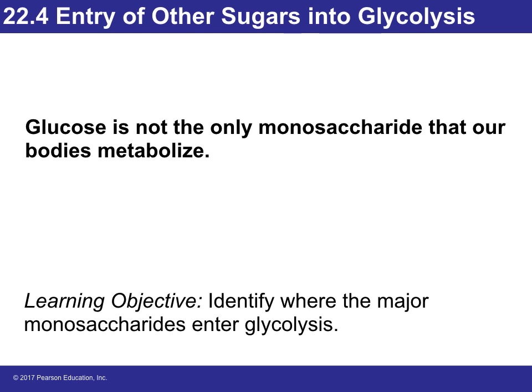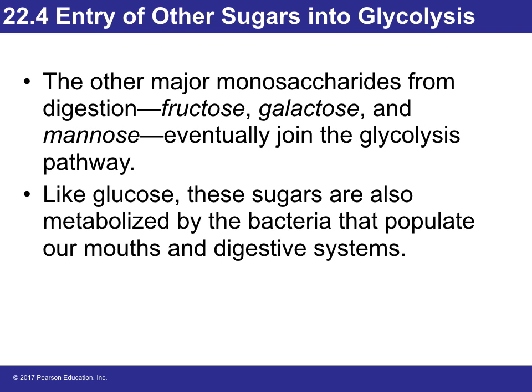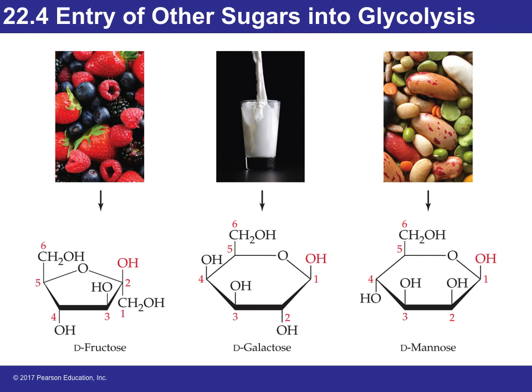We can, of course, ingest fructose, galactose, mannose. Those are all eventually going to join the glycolysis pathway. Those sugars are also metabolized by the bacteria that exist in our mouth and in our digestive system. So those are just examples where you find fructose, galactose, and mannose.